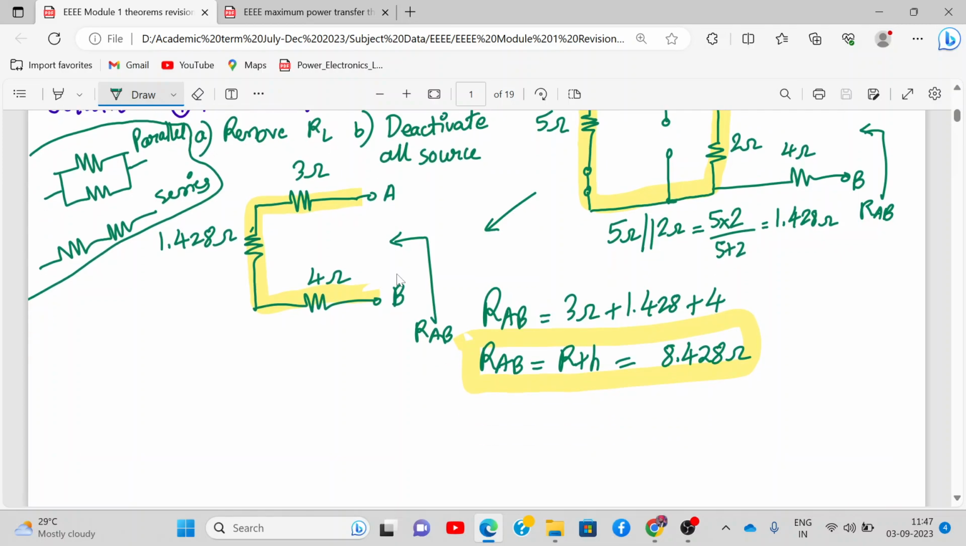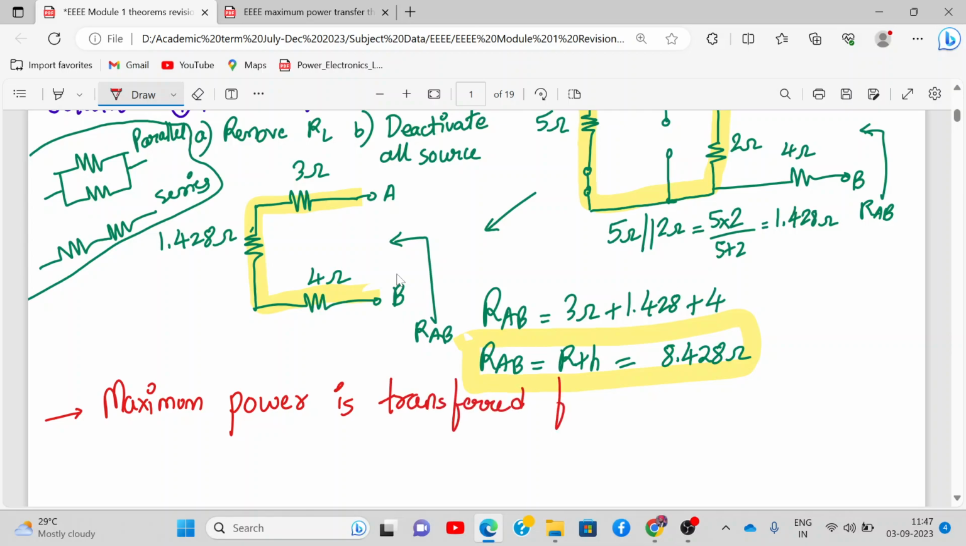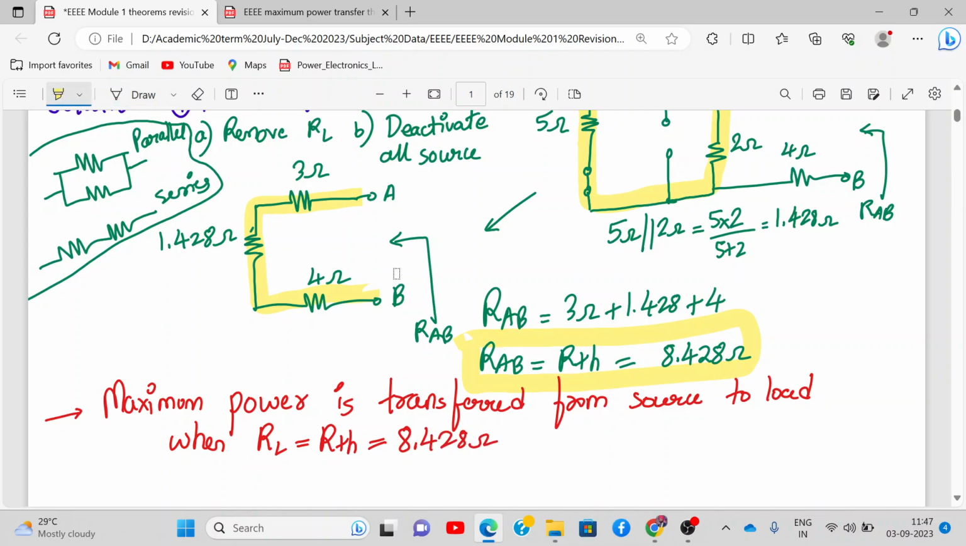Okay? Completed? Then we'll write a statement that maximum power is transferred from source to load when RL is equal to RTH, and that is equal to 8.428 ohms. Alright, so in a numerical we were supposed to find RL, so this is the value of RL.